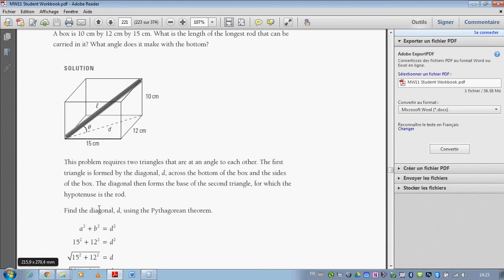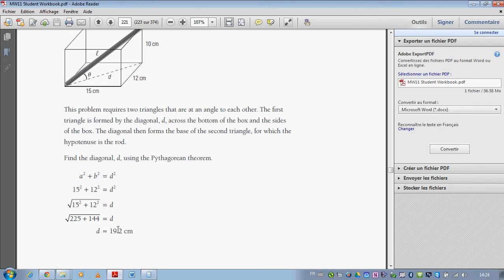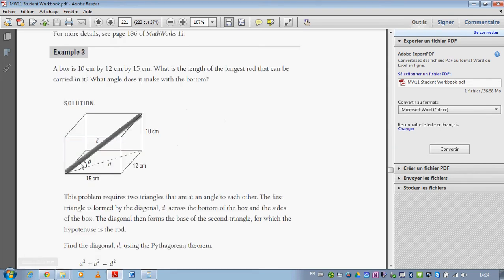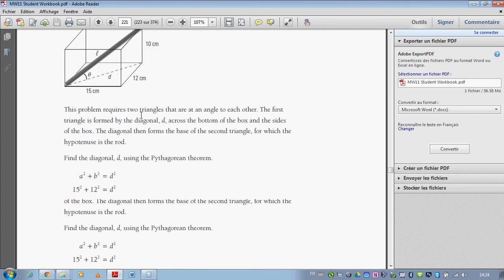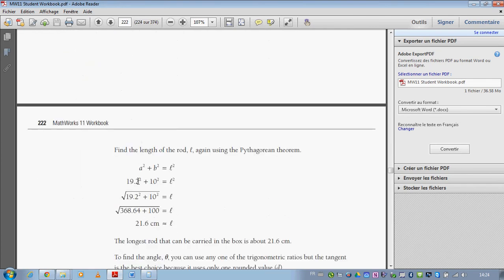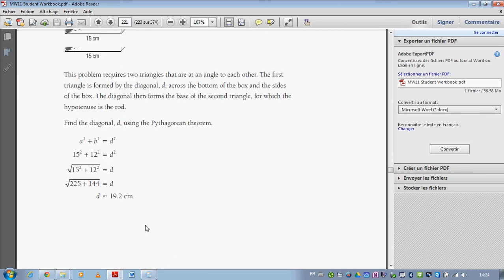So here they say find the diagonal d using the Pythagorean theorem. They found that out to be 19.2. Okay, that looks right. So if d is 19.2 and 10 centimeters on that side, you can use the Pythagorean theorem again to figure out the length of that rod right here. They use the Pythagorean theorem again, and they figure out that the length of the rod is 21.6 centimeters.